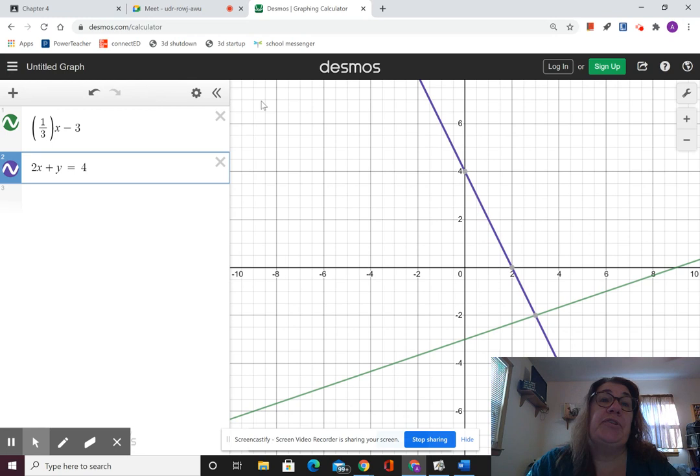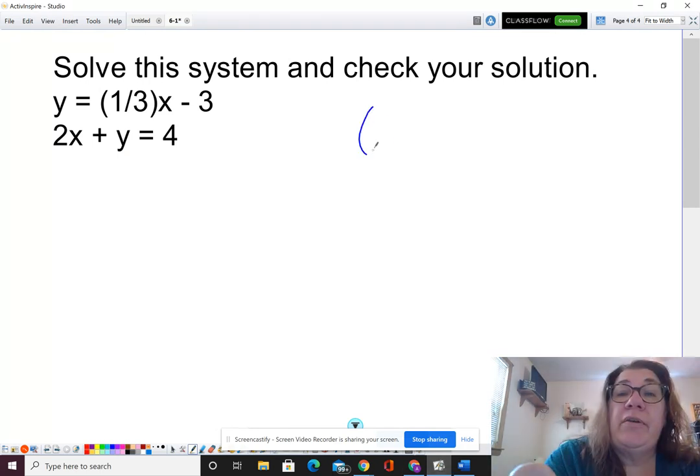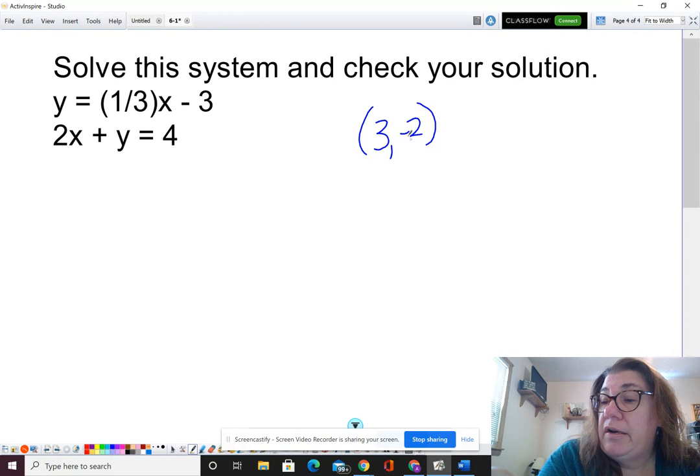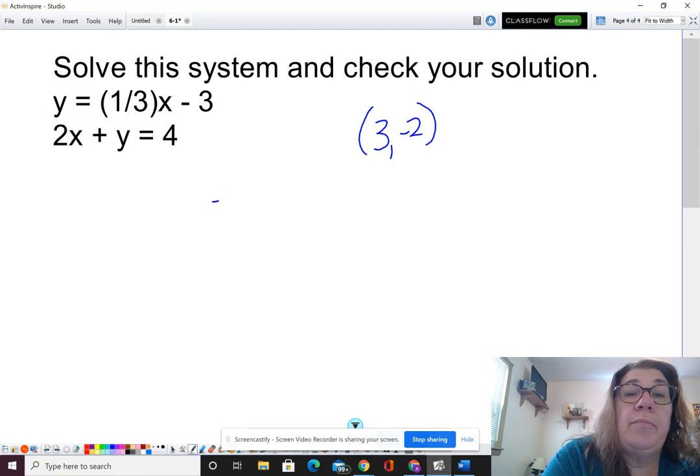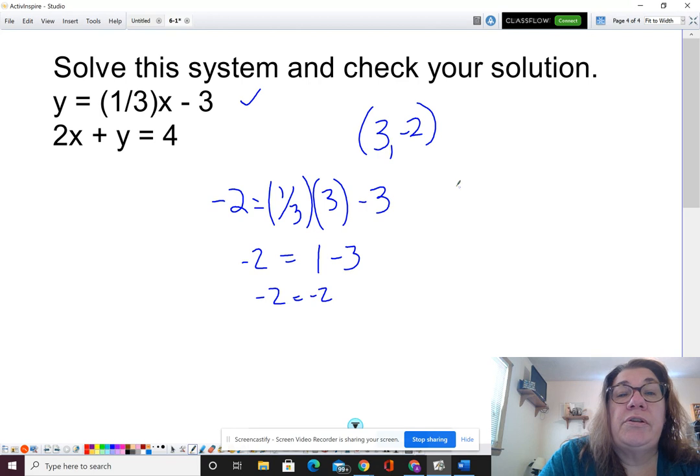And they want you to check your point of intersection, make sure that it works. So we come back and we say 3, -2. Does that work in both of them? Does -2 equal 1/3 times 3 minus 3? 1/3 times 3 is 1. 1 minus 3 is -2. So it checks out for that equation.